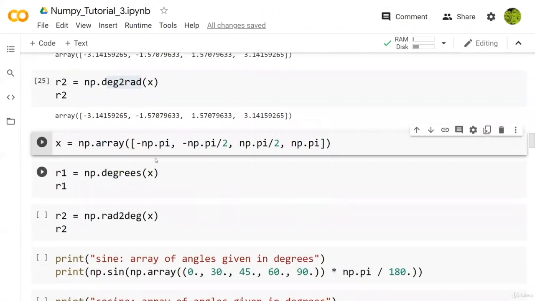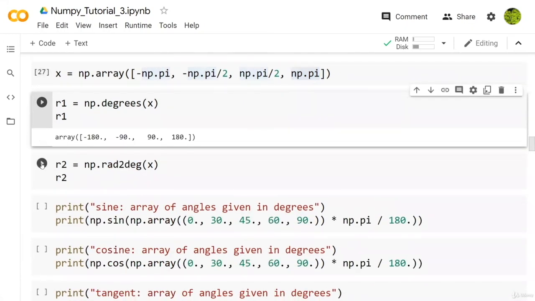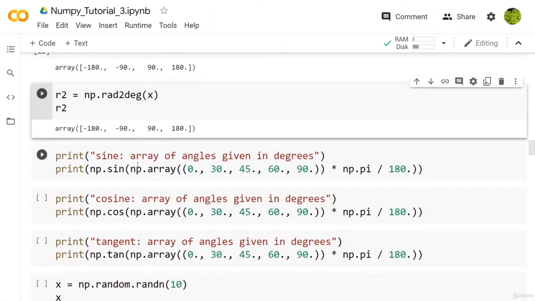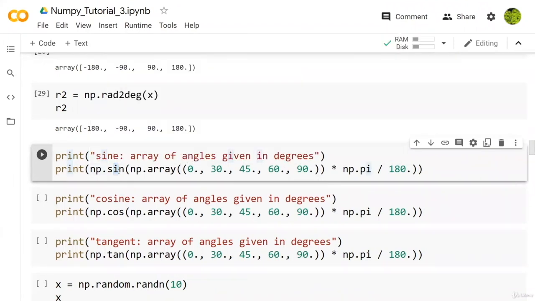Suppose I have np.pi. It is minus pi by 2, plus pi by 2 and plus pi. I can convert that into degrees. I can have a radian to degree transfer also. Great. Suppose I want to find out the sine of 0, 30, 45, 60, 90. You have to write np.pi divided by 180 to convert these values from degrees to radians. Otherwise, the answer will come out wrong.